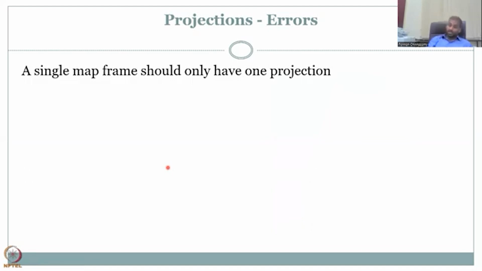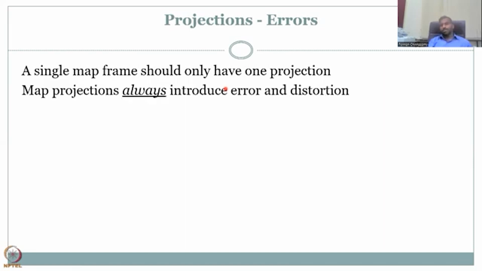So there are a lot of errors in this because you're converting from a 3D to a 2D surface. A single map frame should only have one projection. You cannot have multiple projections. But is this an issue? Yes, I'll show you why.